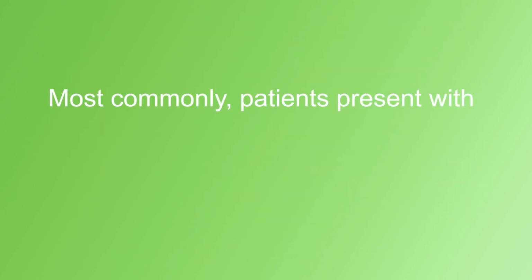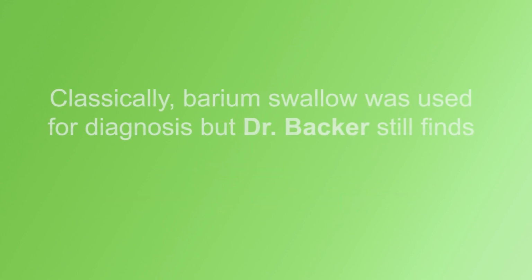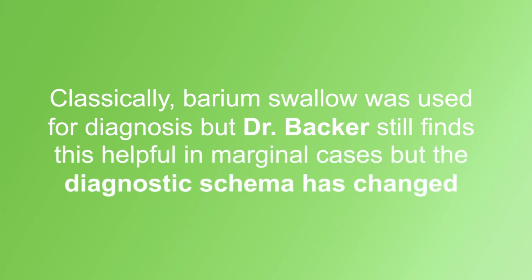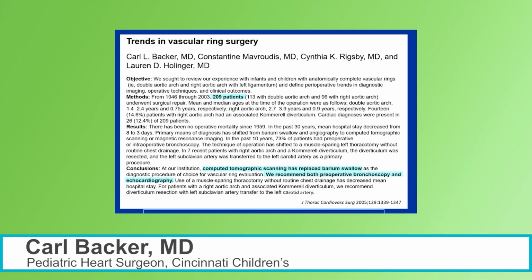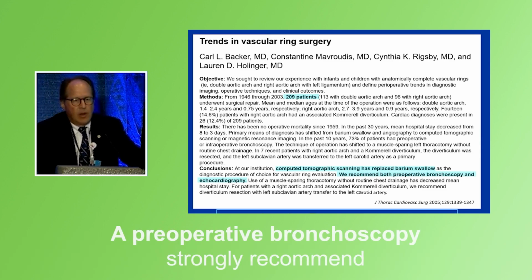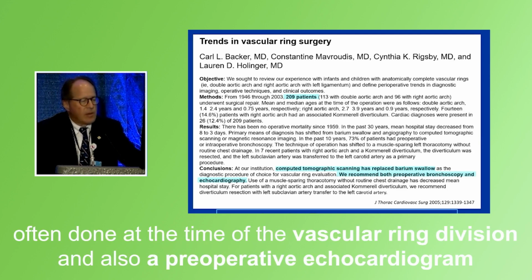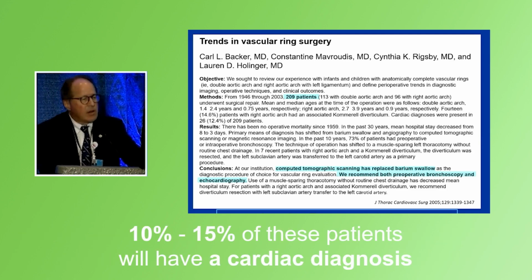Most commonly, patients present with stridor or recurrent upper respiratory tract infections. Classically, a barium swallow was used for diagnosis, and Dr. Backer still finds this helpful in marginal cases. But overall, the diagnostic schema has changed. A paper we wrote back in 2005, computed tomography became our method of choice and really replaced the barium swallow. We also strongly recommend a preoperative bronchoscopy, often done at the time of the vascular ring division, and also a preoperative echocardiogram, because probably 10 to 15% of these patients will have a cardiac diagnosis.